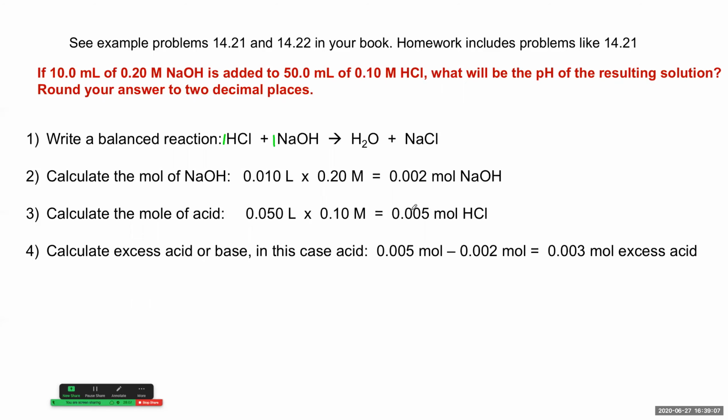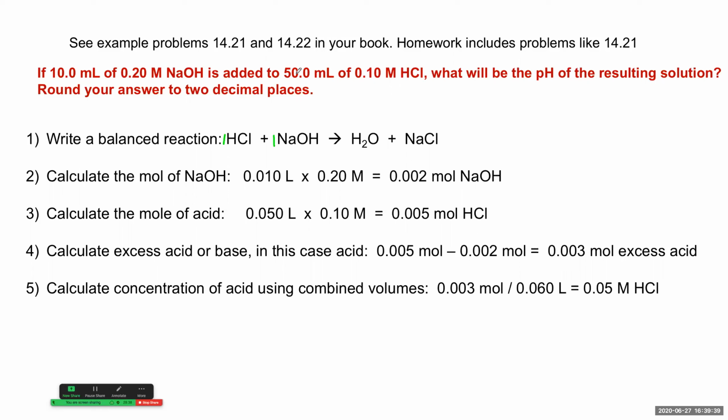So we're going to take our acid, which starts off as 0.005 moles. We're going to subtract 0.002 moles from that, because that's how much NaOH we've added, which is going to neutralize that much acid. We end up with 0.003 moles of excess acid. Lastly, we need to divide by the volume. But in this case, it's the total volume. So we've combined 10 mL of sodium hydroxide with 50 mL of HCl. So the total volume is 60 mL.